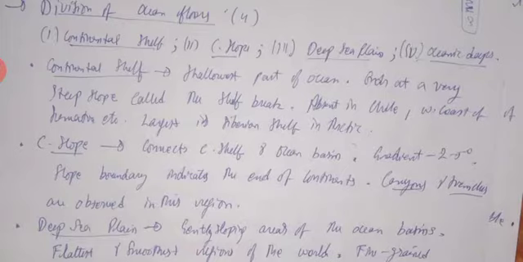Then continental slope. The continental slope connects the continental shelf and ocean basins. Generally it has a gradient of 2 to 5 degrees. The slope boundary indicates the end of continents. Canyons and trenches are observed in the continental slope region.